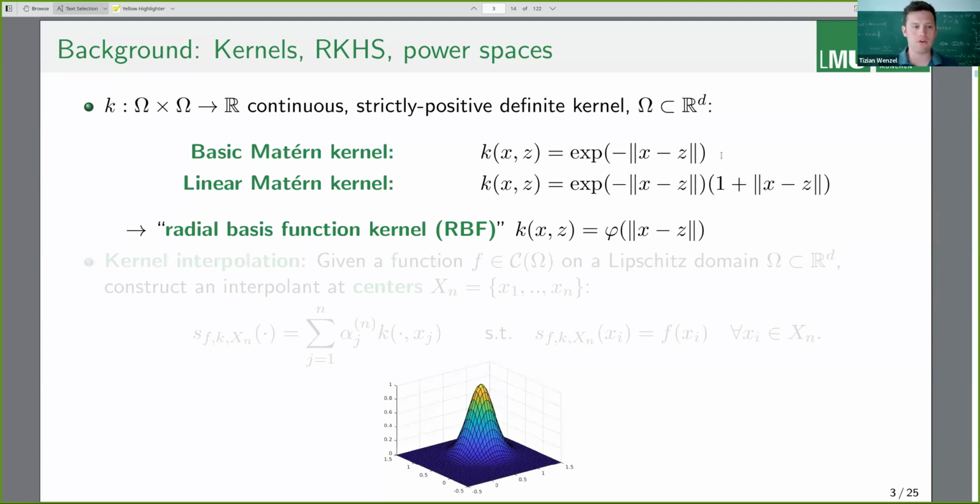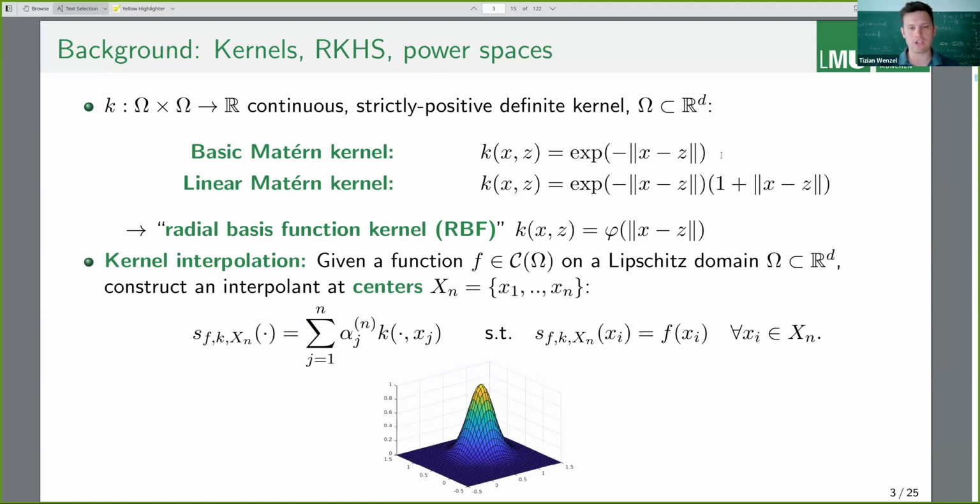Now, kernel interpolation is, I think, the most basic setting of kernel methods. We consider a continuous function at least on some Lipschitz domain, and we have some data points, which I also call centers. With the help of these data points, we have a representer theorem, which tells us what our kernel interpolant looks like. You can see this on the left-hand side here. It is simply a sum of coefficients times these kernels. On the right-hand side, you can see the kernel interpolation conditions.